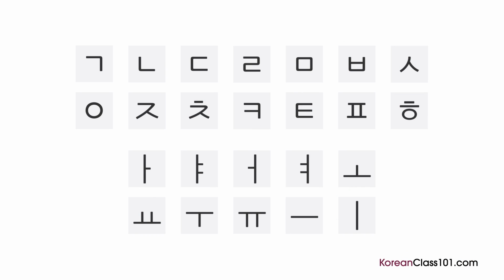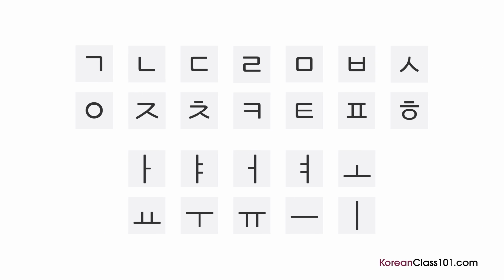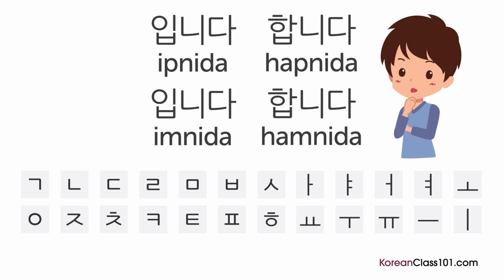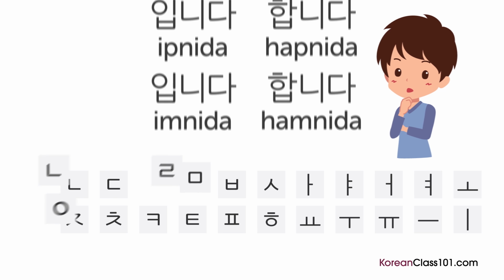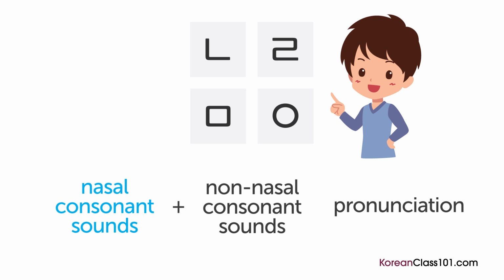If you've just started studying Korean, you may have a little difficulty pronouncing Hangul, the Korean alphabet. You may have also noticed that sometimes the pronunciation of some combinations is different than they might appear on their own. Why? Because Korean has 4 nasal consonant sounds. When the nasal consonant sounds are paired with non-nasal consonant sounds, the pronunciation changes.